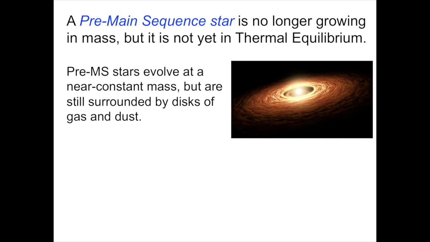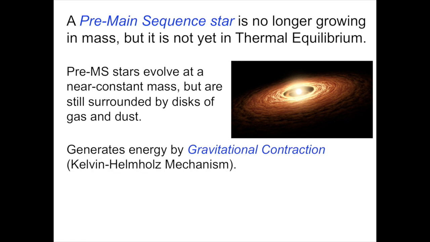Pre-main sequence stars evolve at a near constant mass from this point on, but are still surrounded by these disks of gas and dust, as shown in this artist's conception of a pre-main sequence star. Notice now that the disk is actually separated from the pre-main sequence star. The mass growth now has fallen off to but a very faint dribble. The central pre-main sequence star is gaining energy. The source of energy is gravitational contraction through the Kelvin-Helmholtz mechanism.